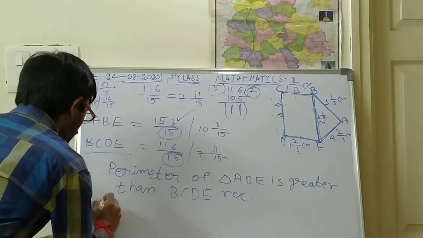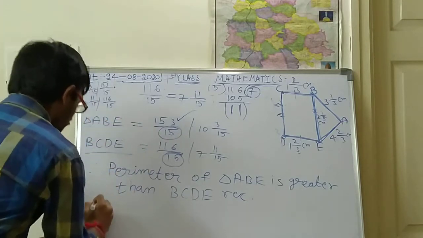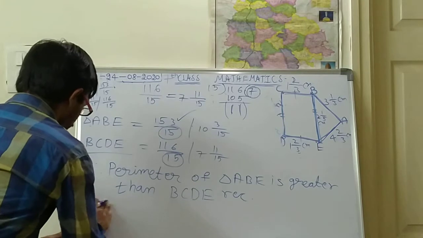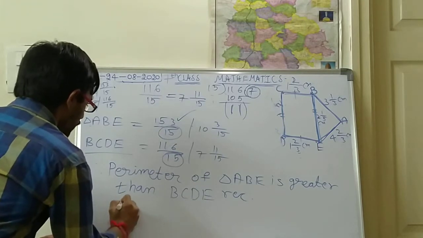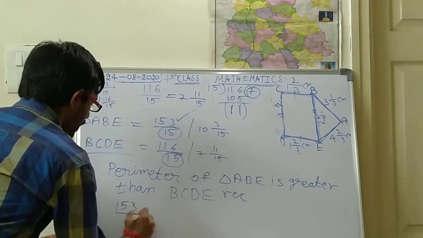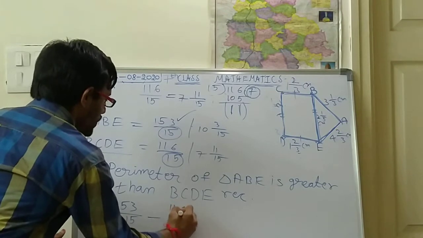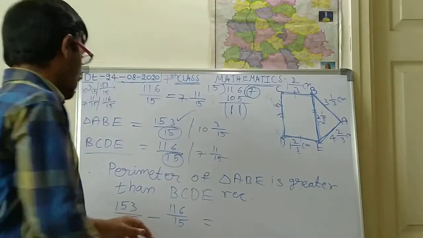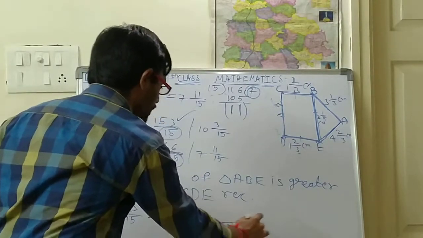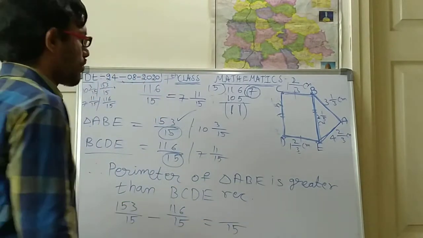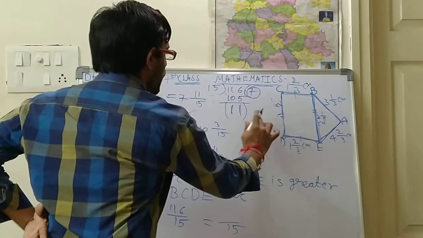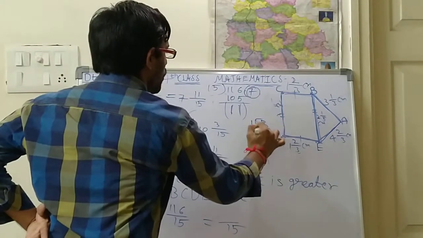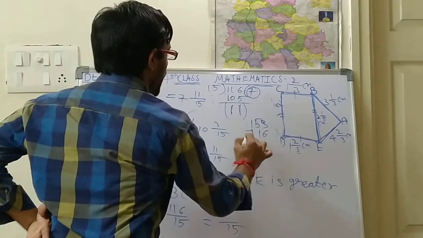Perimeter of triangle ABE minus BCDE is 153 by 15 minus 116 by 15. Both the denominators are the same, so here also the denominator will be the same. So 153 minus 116. What is 153 minus 116? Try to do the subtraction.